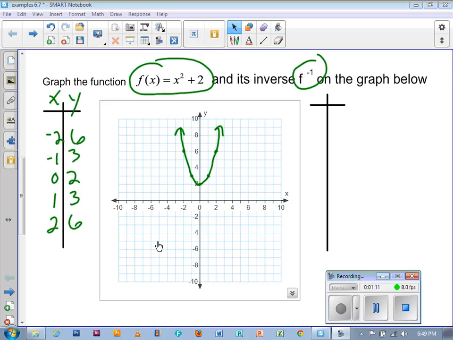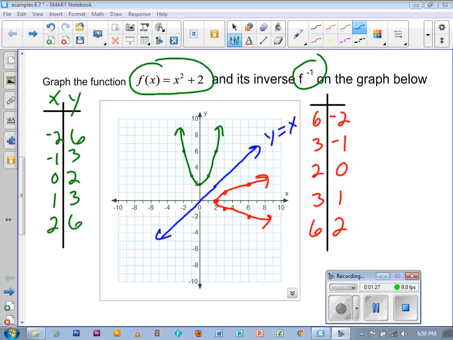Now what I would like you to do is graph the inverse of that parabola, or the inverse of that quadratic function. Again, what you're going to do is make a table of values over here. Just reverse the order and sketch them on the graph, and we'll discuss your results when you're done.